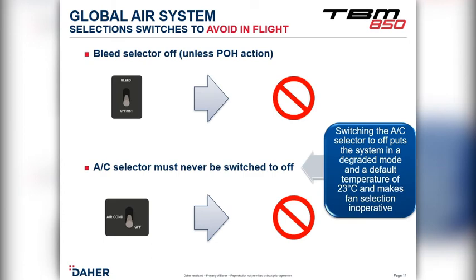Selections of switches to avoid while in flight are: 1. Never turn your bleed selector off unless it's directed as a POH action. And 2. The AC or air conditioning selector must never be switched to off. Switching to off puts the system in a degraded mode and puts a default temperature of 23 degrees C. It also makes your fan speeds inoperative.